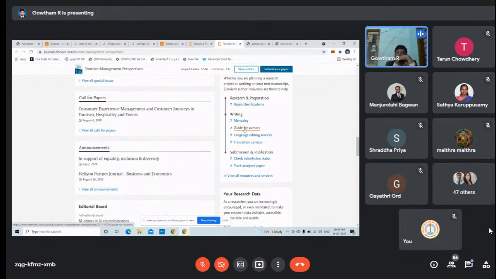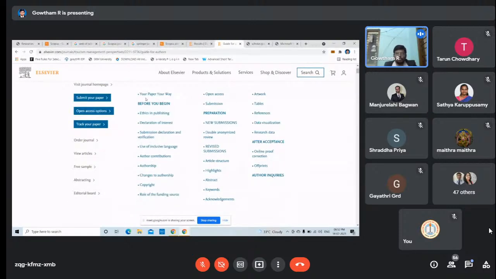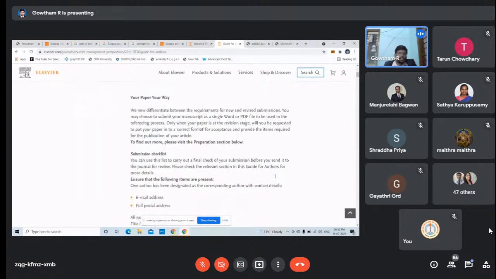Apart from which you should also click on guide for authors. There are so many things. Since we are running short of time, we will look into only the main aspects. So you can also check out the guide for authors. Once you click on guide for authors, it will take you to the complete guide. So you have, before you begin, the points you consider during preparation, revised submissions, after acceptance, all such things.